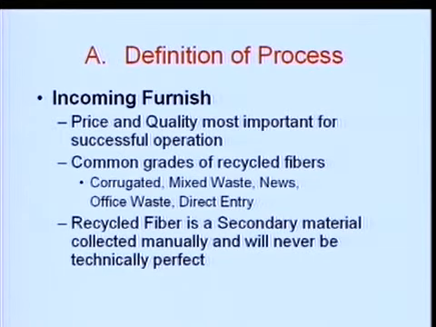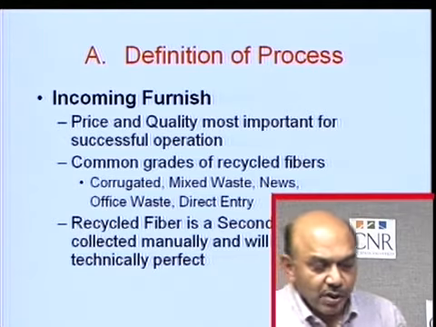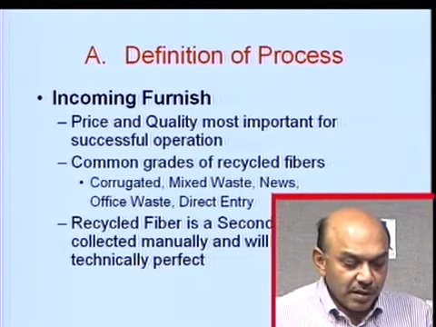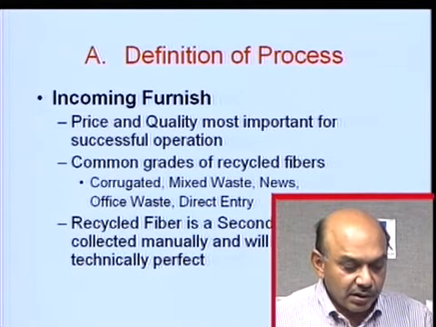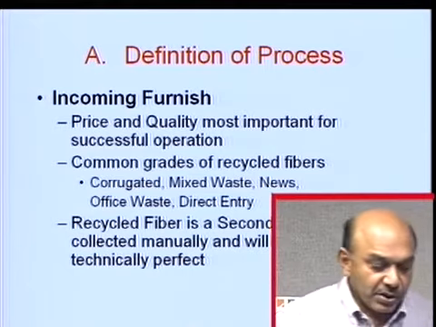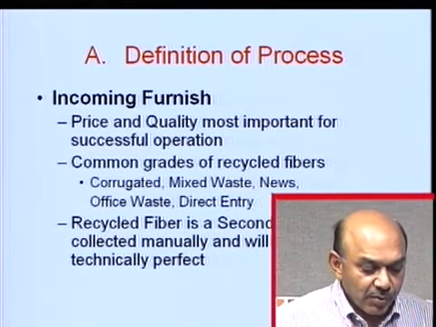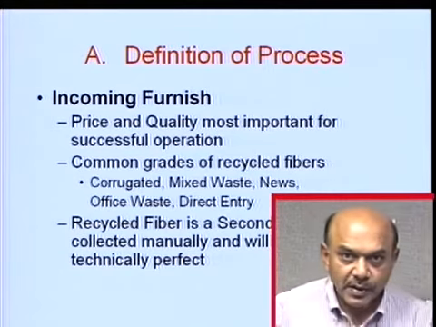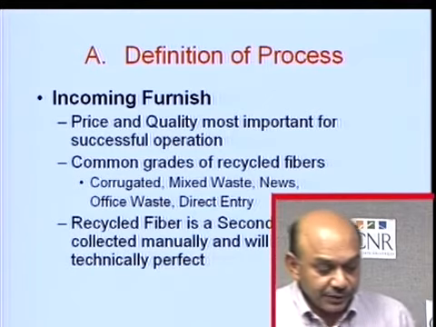Right now we are referring first to the raw material. Price and quality are the most important for successful operation. On price, the cheaper you can buy, the better. On quality, the highest quality you can get, the better off you are. There are many grades of recycled fiber, but the common ones are corrugated, which is OCC, mixed waste, or MOW, news, ONP, office waste, which can be SOW, and direct entry also, which has very little contamination.